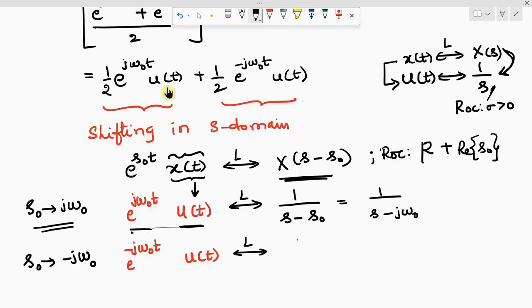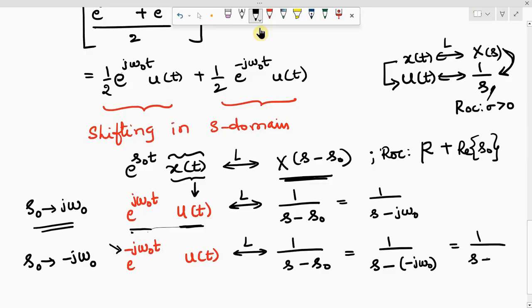Similarly, can you please tell me what I should write in the second function? 1 by s plus j omega naught. Right, s plus s naught, because you have a minus here. Or you can write s minus s naught also, no problem. You can use the same s minus s naught. So 1 by s minus, you'll have minus j omega naught. This is how you get s plus j omega naught.